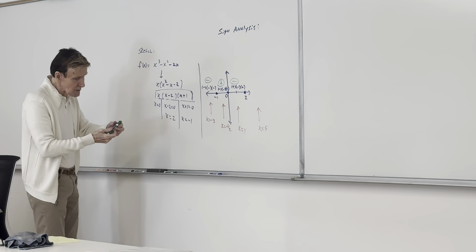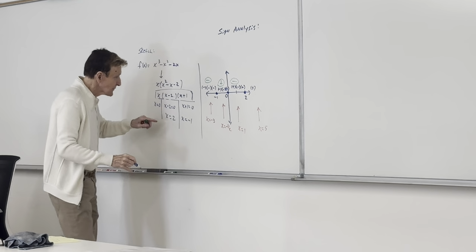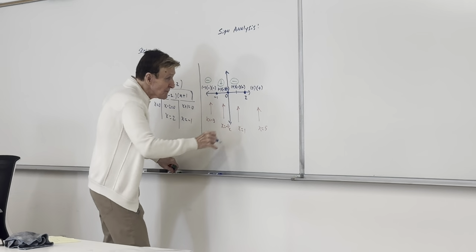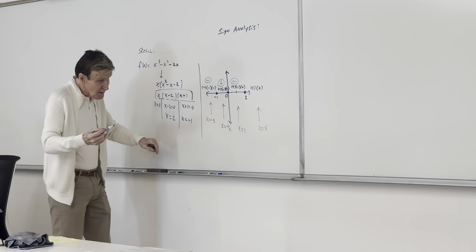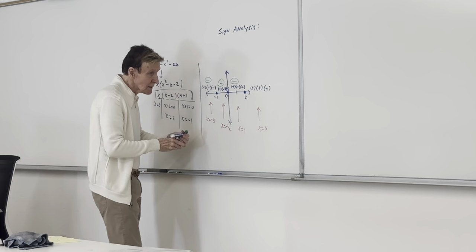Finally, out to the right, I'm trying a 5. Put a 5 here, of course, it's +5. Put it here. 5 subtract 2, +3. Sign analysis, 5 plus 1, 6. They're all positive, looks like. Therefore, it is positive.